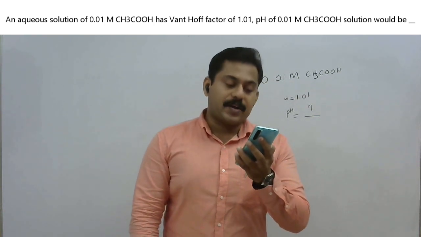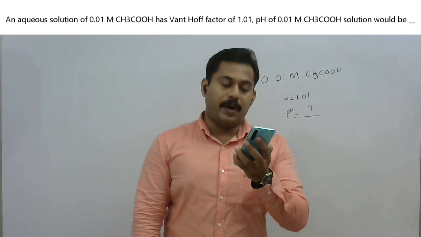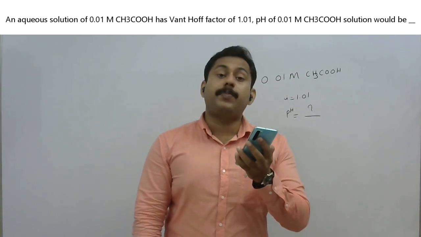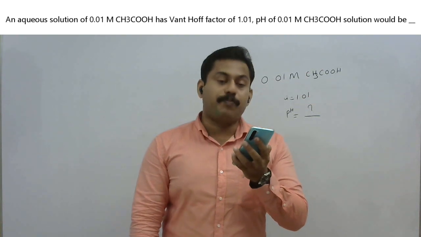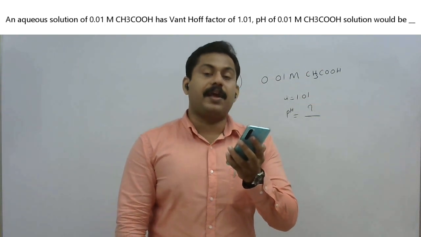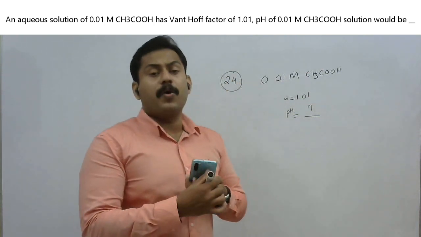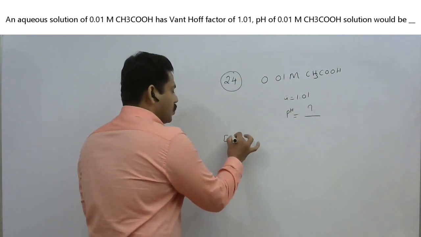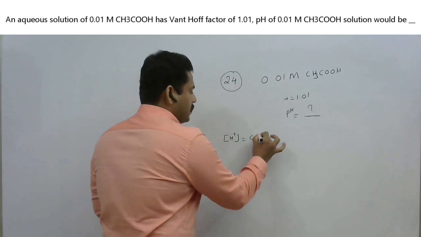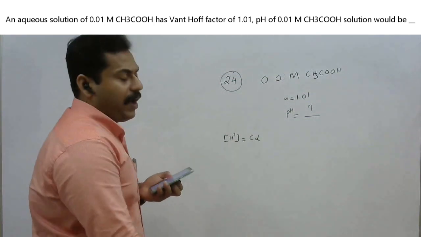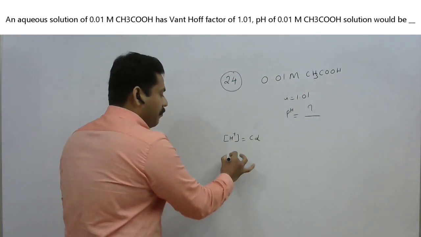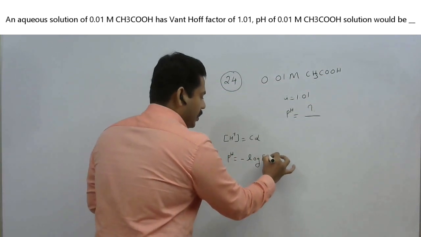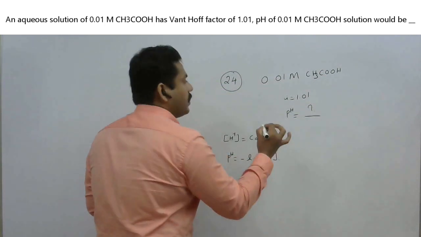An aqueous solution of 0.01 molar acetic acid has a van't Hoff factor of 1.01. The pH of 0.01 molar acetic acid solution would be, right? So according to Ostwald dilution law, we know that the concentration of H plus is equal to C alpha. So once we get the value of the concentration of H plus, we know what pH is. pH is equal to negative logarithm of the concentration of H plus.